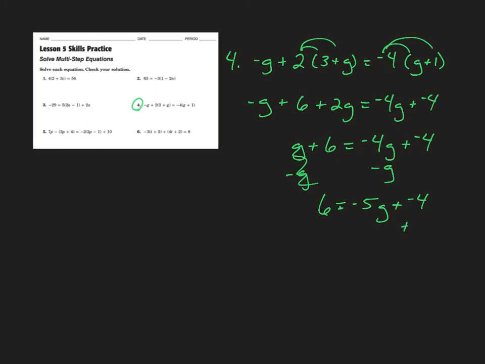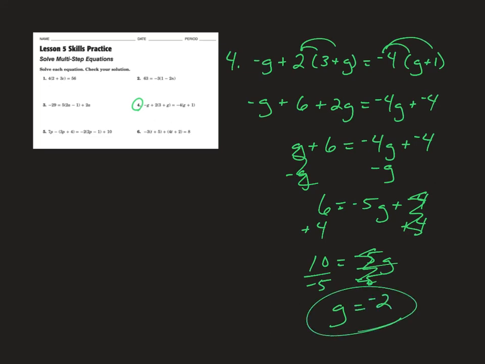Then I'm going to add 4 to both sides. To get the -5g alone, I get 10 is equal to -5g. And I'm going to divide by -5 to get my final answer. 10 divided by -5 is -2. g equals -2 is my final answer.